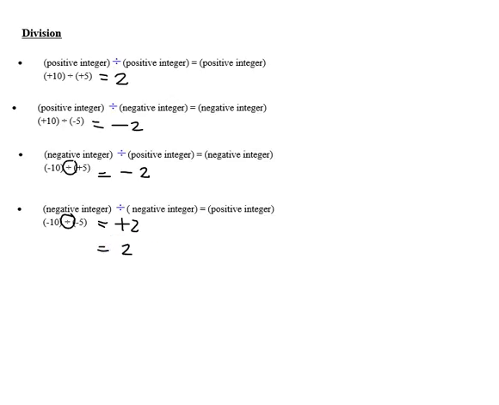Once again, let's look and see what happens. When my signs are the same, my answer is positive. When my signs are different, a positive divided by a negative, my result is negative. A negative divided by a positive, my result is negative.